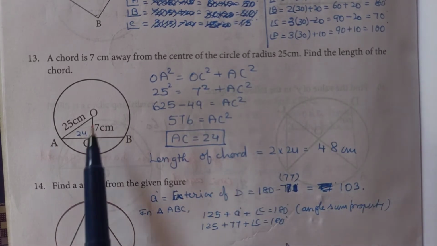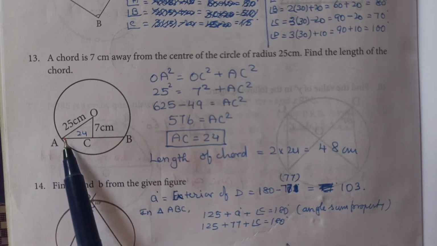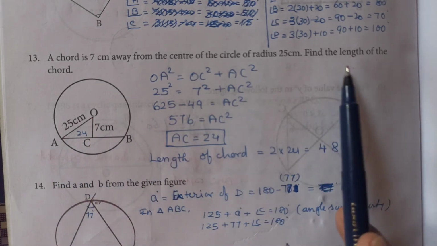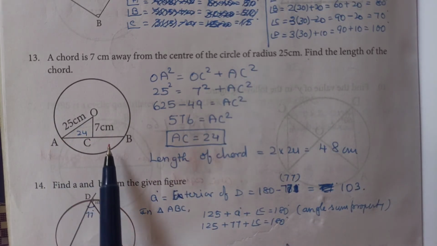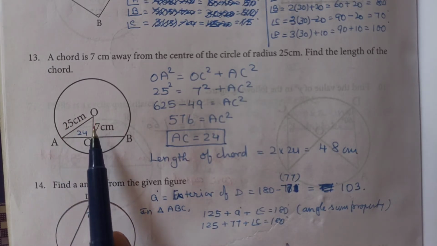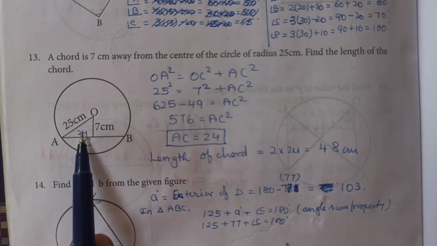Okay. A chord is 7 centimeters away from the center of the circle of radius 25 centimeters. So as you know, radius is this and the distance from the center is 7 centimeters. Find the length of the chord. To find the length of the chord, we have to double in the end. In the rest of the three questions, if we find radius, we don't double. If we find length from the center, we don't double. But length of the chord, we have to double because we are in this triangle.